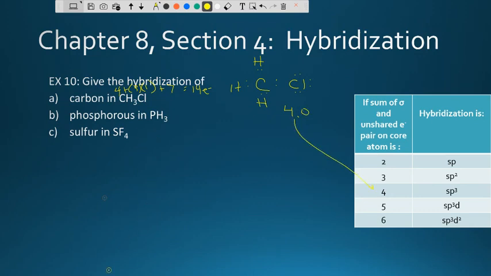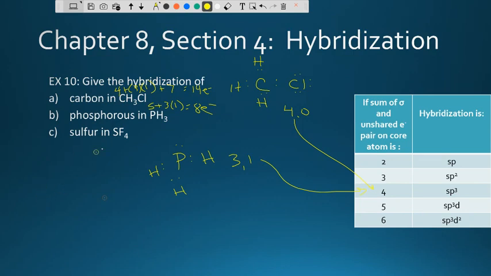Let's take a look at phosphorus with the hydrogen. Okay, the phosphorus has a valence electron count of 5. I have 3 hydrogens, so that's going to be 8 total electrons. And so here's my phosphorus, hydrogen, hydrogen, hydrogen, 2, 4, 6, and I've got to have 8 in there, and that goes around the phosphorus. So here I have an example of a 3 and a 1. 3 plus 1 is sp3 hybridization.